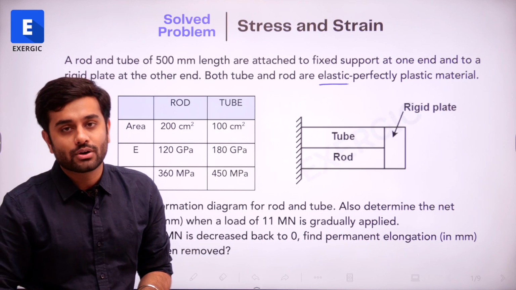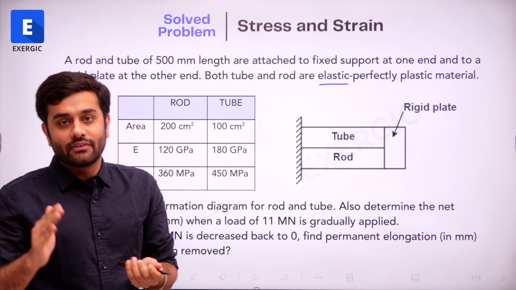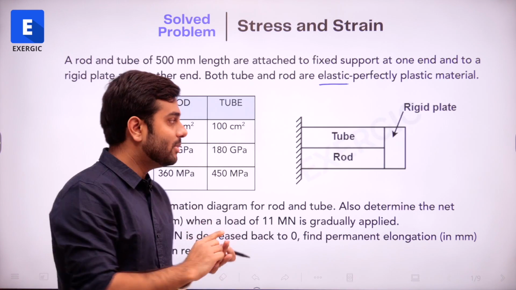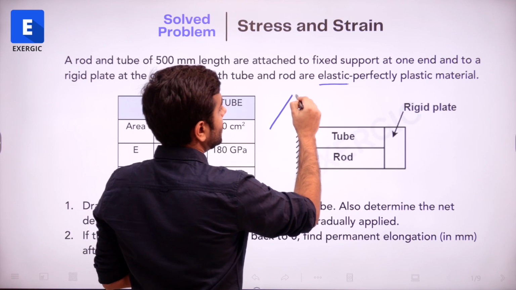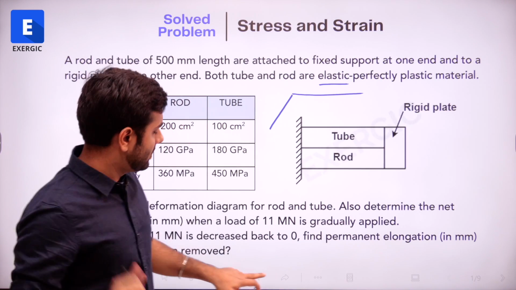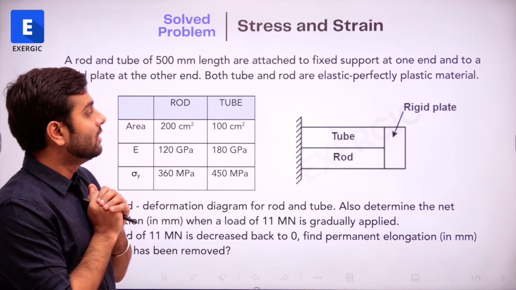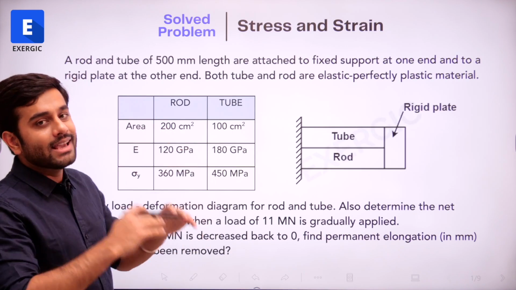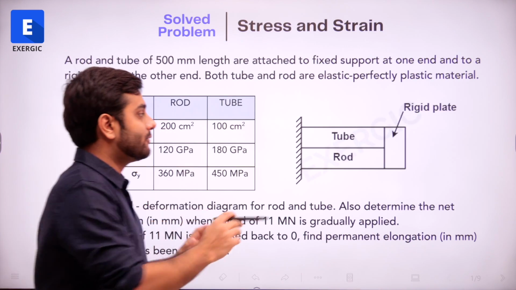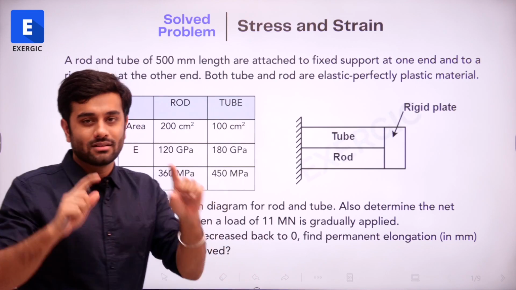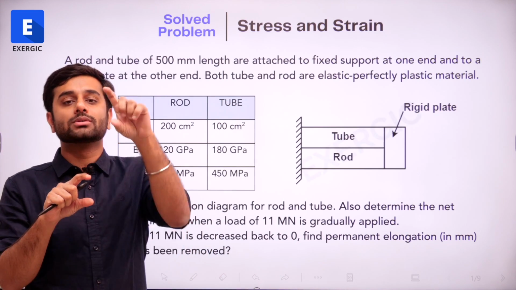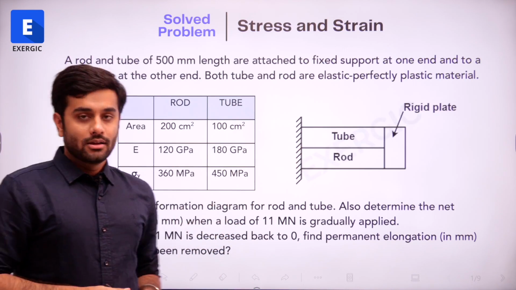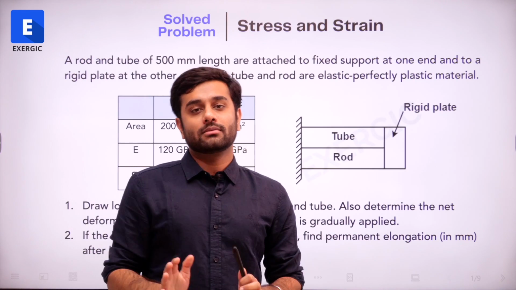All these names refer to the same type of material having the same variation, where there will be an elastic region and then a perfectly plastic region, right? We have discussed this already. One point I would like to add here, for the sake of this question, I have shown rod and tube like this, like rod is below the tube, right? Practically, this is not how it will be, right?